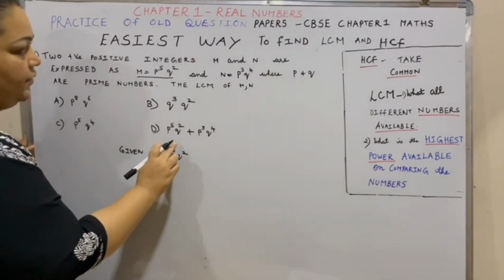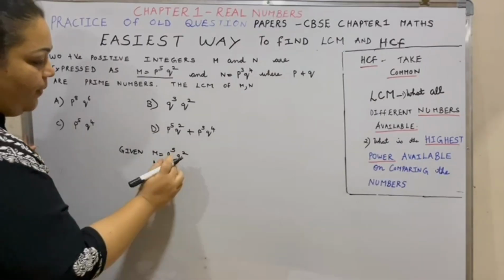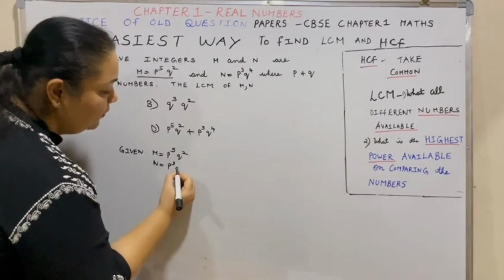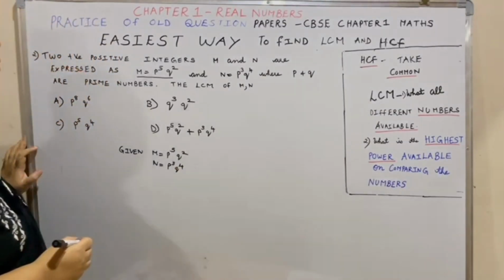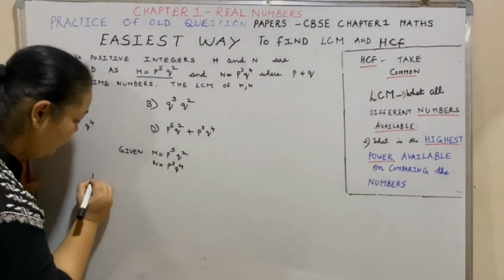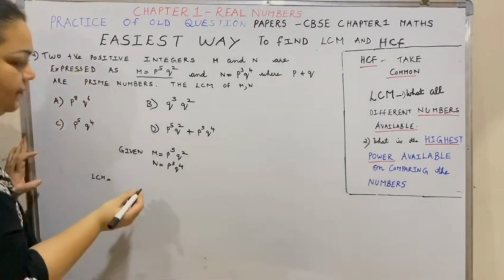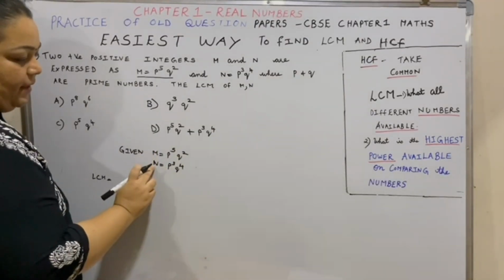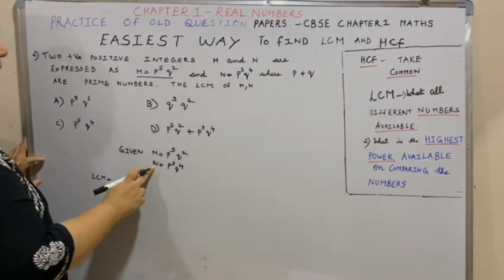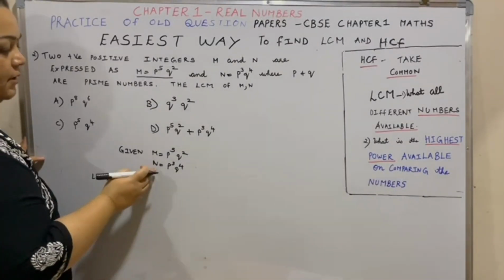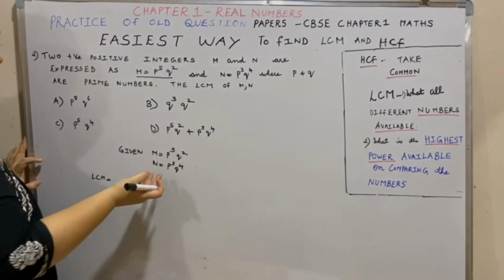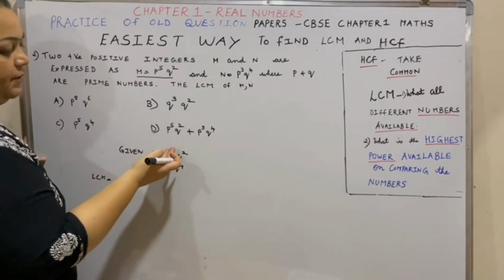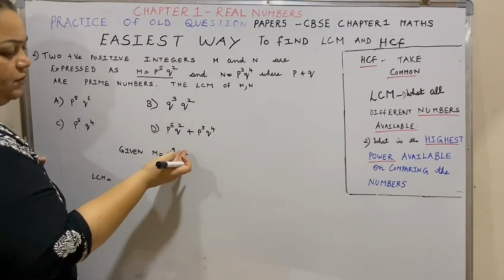Given m is equal to p to the power of 5 q squared and n is equal to p cube q to the power of 4. So what is LCM? What is the first step of LCM? Now we have two integers m and n, and they are telling us p and q are prime numbers. So m and n will be composite numbers, and p and q are prime numbers. So it is a product of prime p to the power of 5 and q squared.